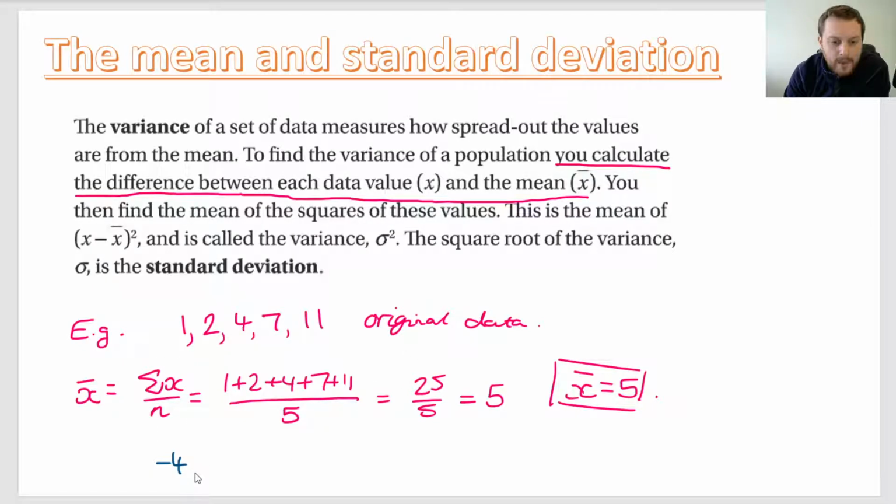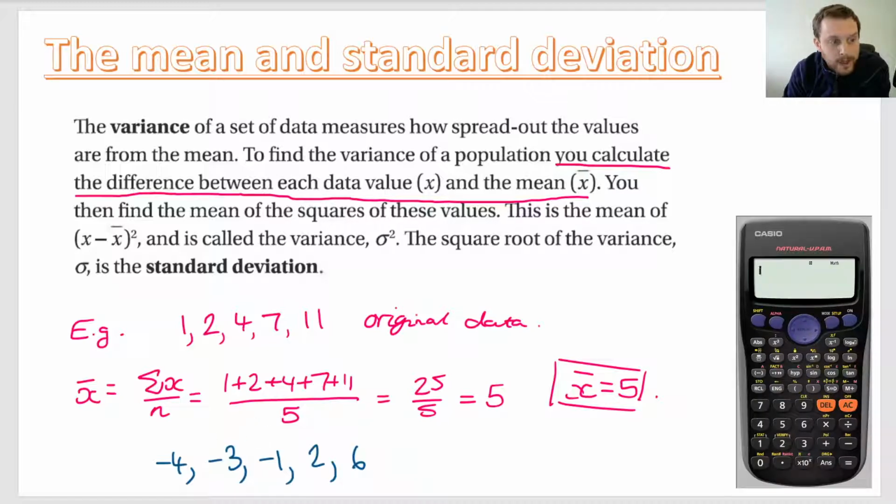Right. 1 take away 5 is minus 4. 2 take away 5 is minus 3. 4 take away 5 is minus 1. 7 take away 5 is 2. 11 take away 5 is 6. And if you actually do work out now the new mean of these numbers, just for the record, if you do minus 4, add minus 3, add minus 1, add 2, add 6, and share that out by 5, you get 0. It's because we've scaled it down so that the new mean is 0.